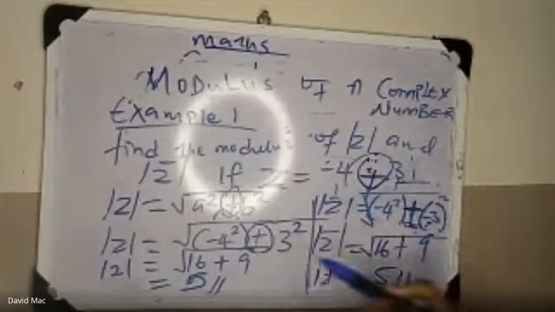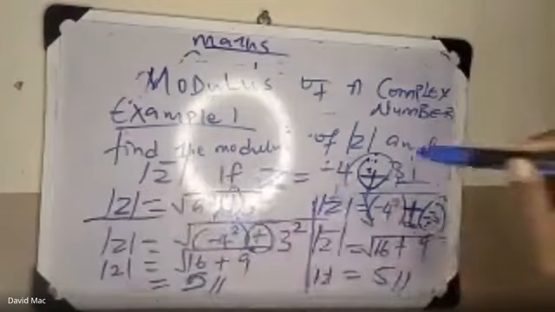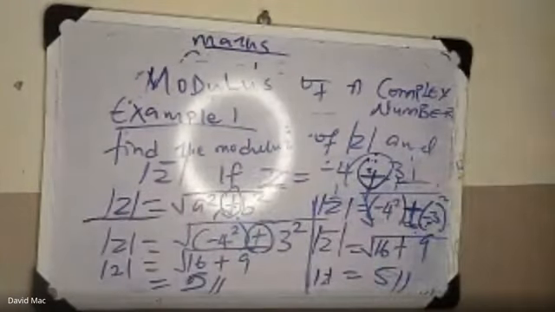Because remember in our question they say find the conjugate. And I just mentioned here that the conjugate is the inverse of that complex number. Is that okay? All right, thank God you have understood. So any other question as we proceed? Any other question?